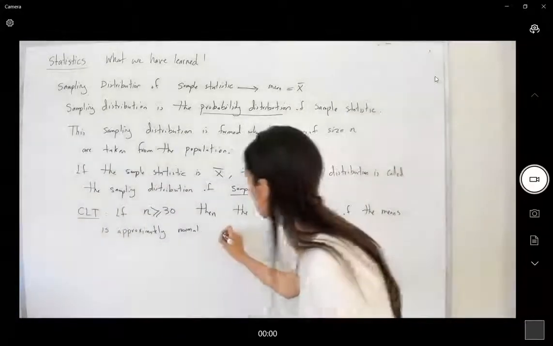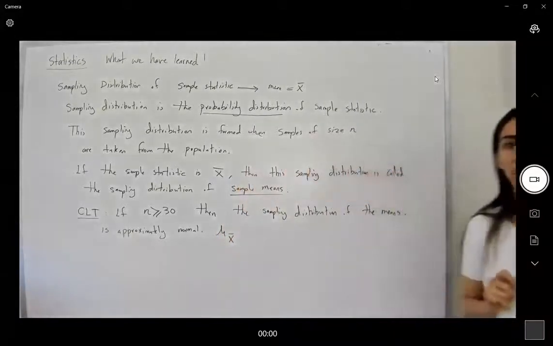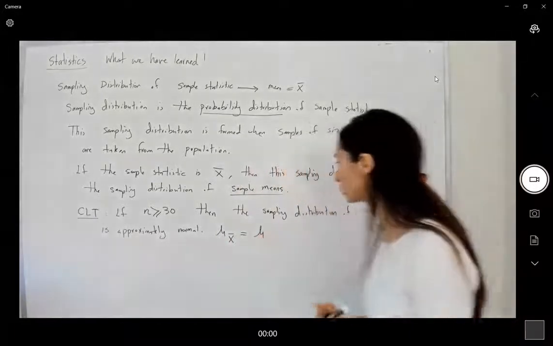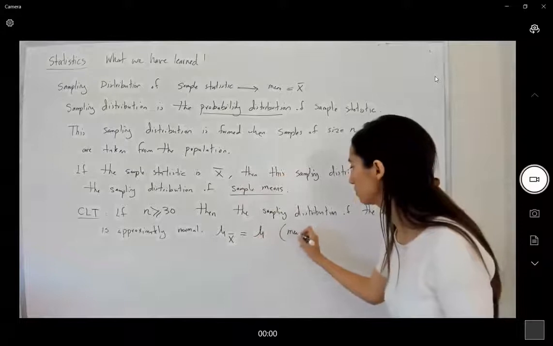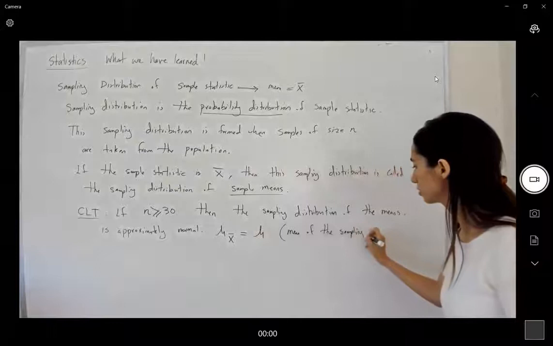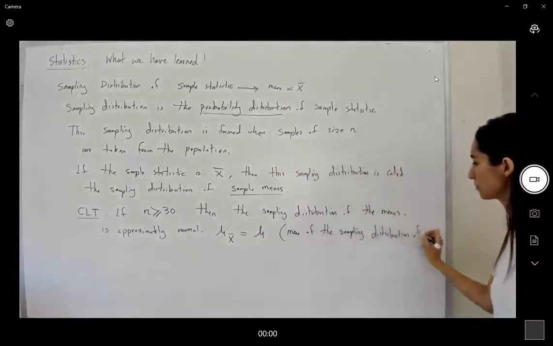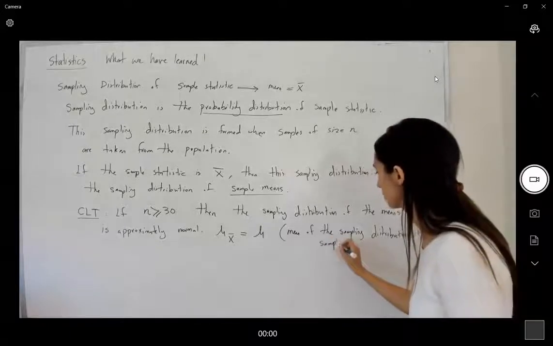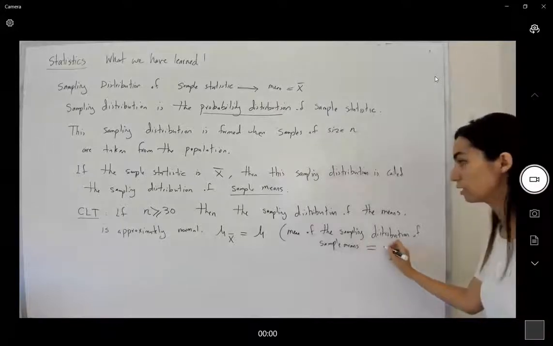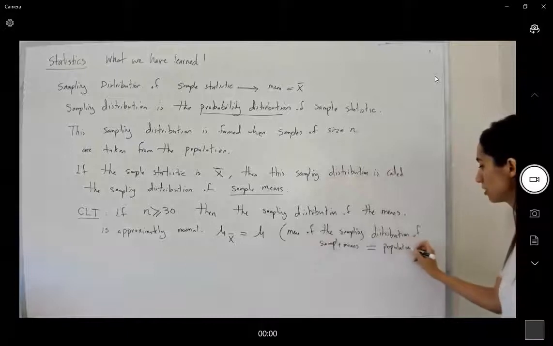First of all, the mean of the sampling distribution of the sample means is equal to the mean of the population. So the mean of the sampling distribution of sample means is equal to the population mean.